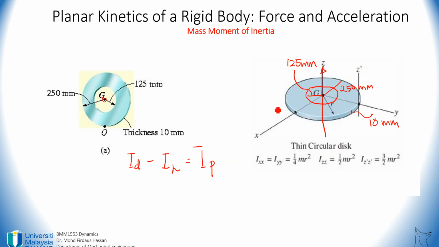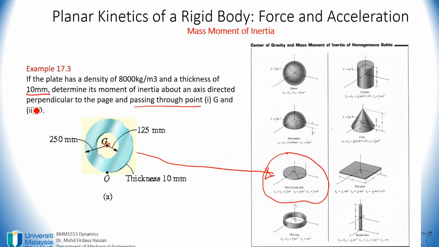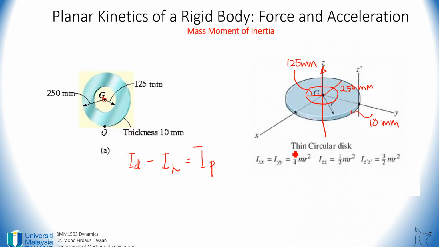We see that for this problem, the axis mentioned in the problem is perpendicular to the page, so it's similar to this one, perpendicular to the plate. So we can take this directly as IZ. If you refer to the equation of mass moment of inertia given, IZZ is 1 over 2 m r squared.